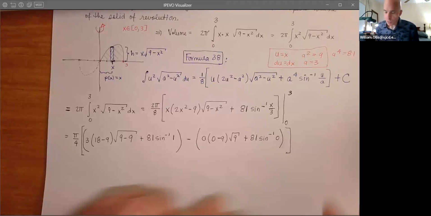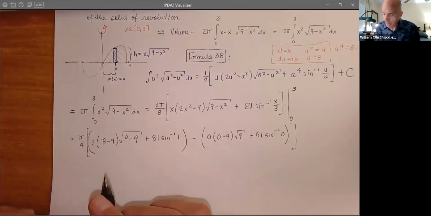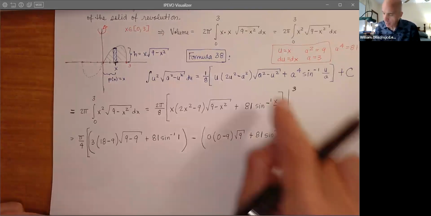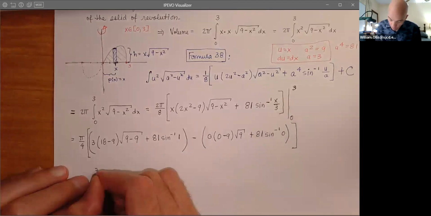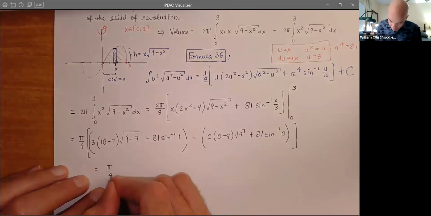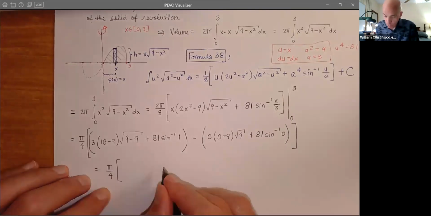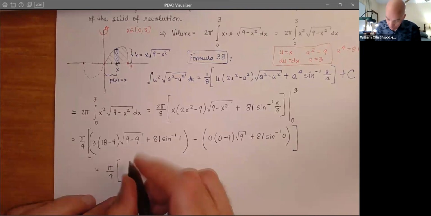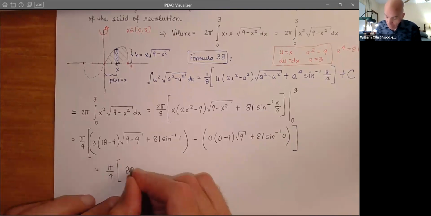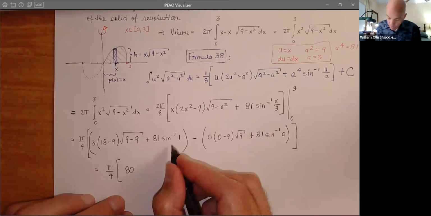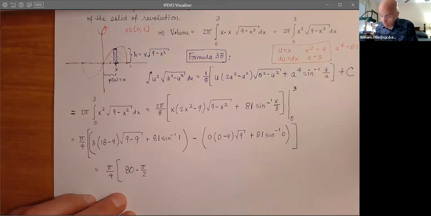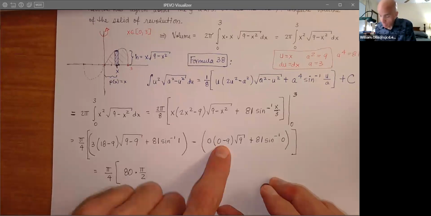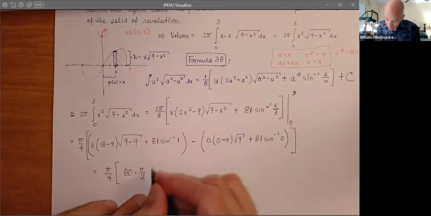So a lot of these terms are fading away. They're being annihilated, but that's fine. We have to verify that and follow the formula explicitly. So we get pi over 4. Again, this term is 0, but now we have 81, and the inverse sine of 1 is pi over 2. But now over here we have minus 0, that's a 0, and that's a 0. So both of these are just minus 0.